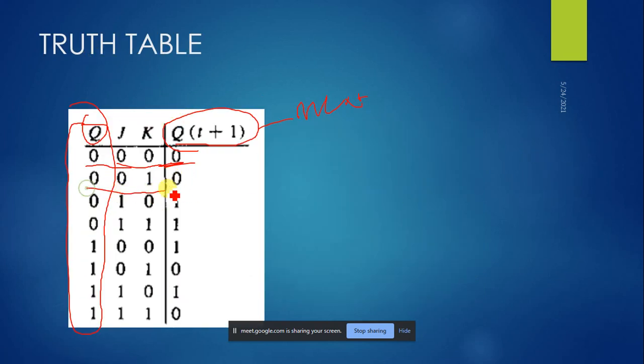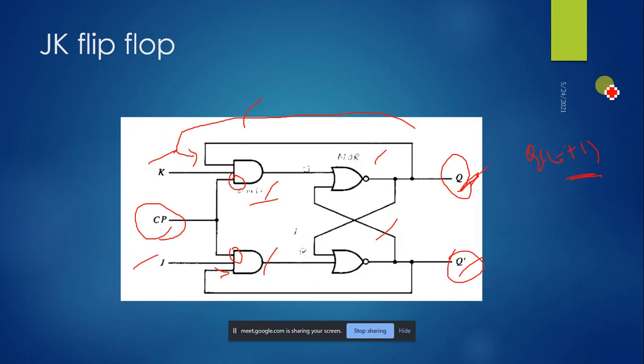So we have 0 0 1, and for that also we have 0 as the next possible state. For 0 1 0, where J is 1, the output is 1. Similarly, where J and K both are 1, we again get 1 as the Q of t plus 1 state, where Q is 1 here. Rest are all zeros, and in all the other combinations we get 0, 1 and 0 respectively. So this is the combinational logic for the JK flip-flop, right?